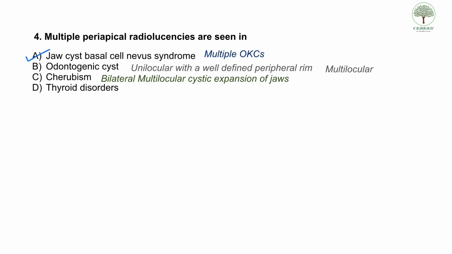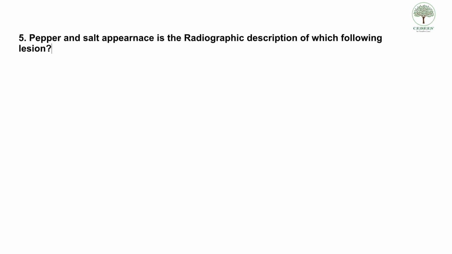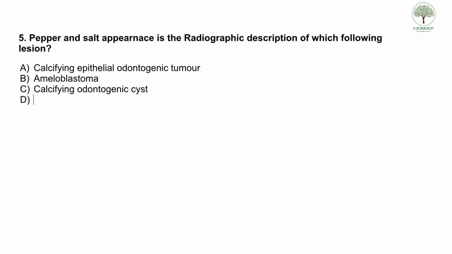It shows a floating tooth appearance because of extensive destruction of alveolar bone. Then moving on to the fifth question, pepper and salt appearance is the radiographic description of which of the following lesions? Your answers are option A, calcifying epithelial odontogenic tumor, option B, ameloblastoma, option C, calcifying odontogenic cyst, and option D, follicular cyst. So the correct answer here is option A, CEOT.